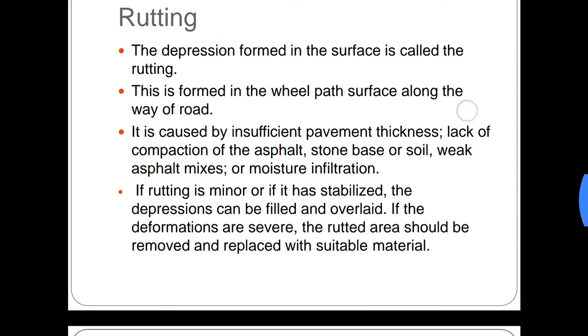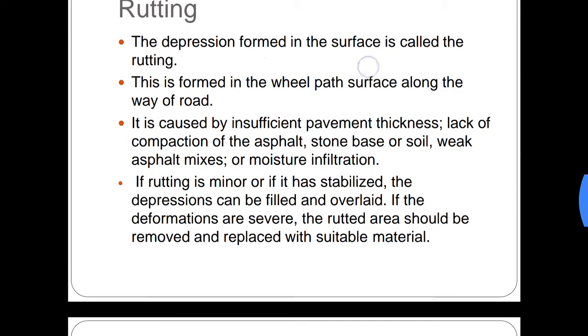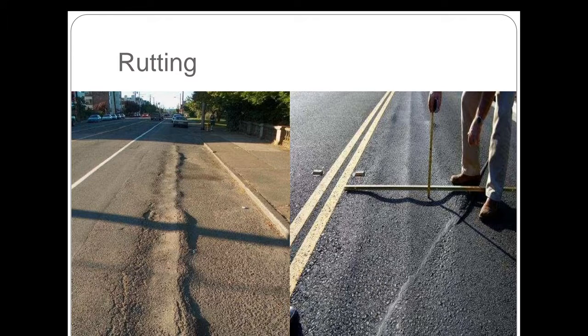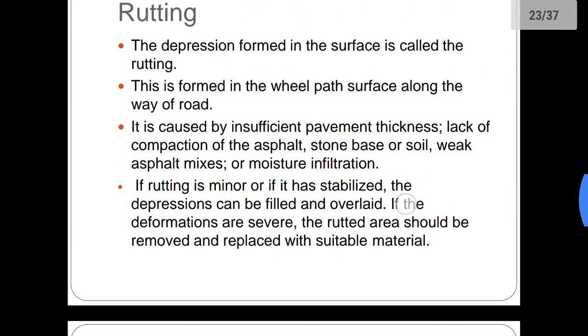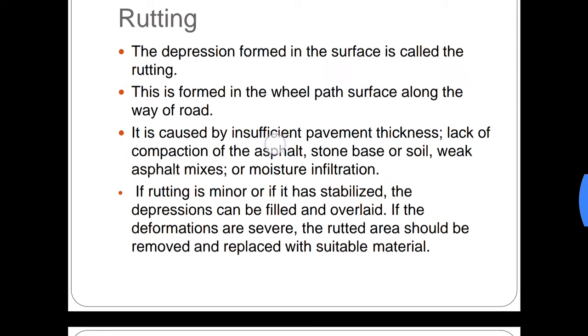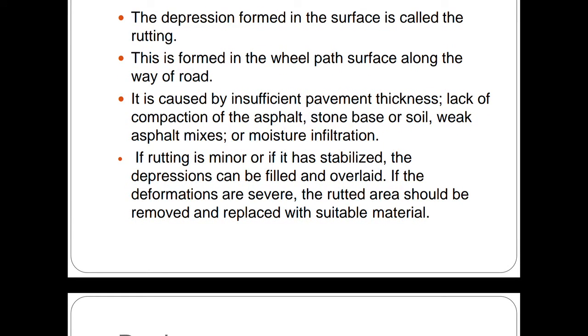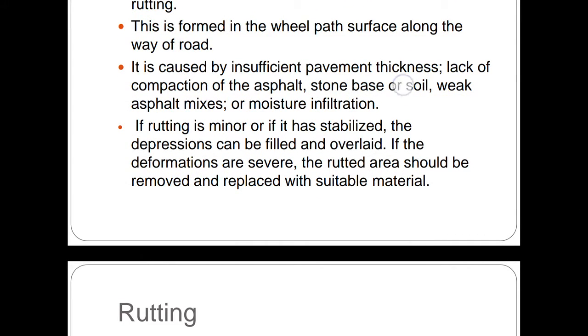Now the next type of defect is rutting. The depression formed in the surface is called rutting. This rutting is the depression along the wheel path. It is this type of depression which is in a longitudinal direction, as you can observe here. This is formed in the wheel path surface along the way of the road. It is caused by insufficient pavement thickness, lack of compaction of the asphalt, stone base or soil, weak asphalt mixes or moisture infiltration. These are the causes.